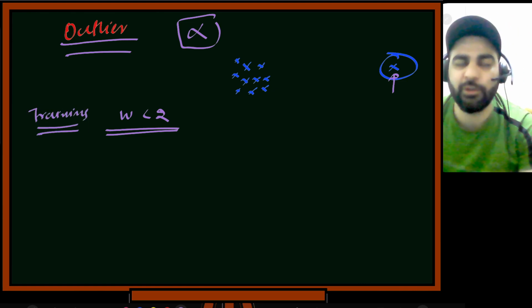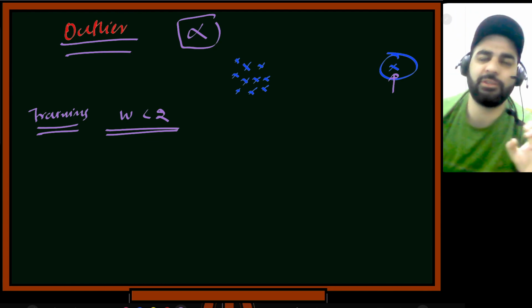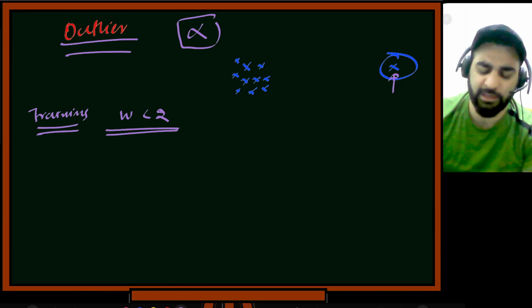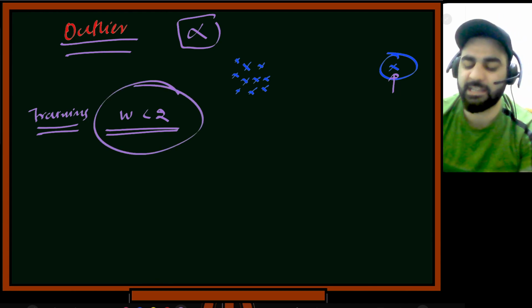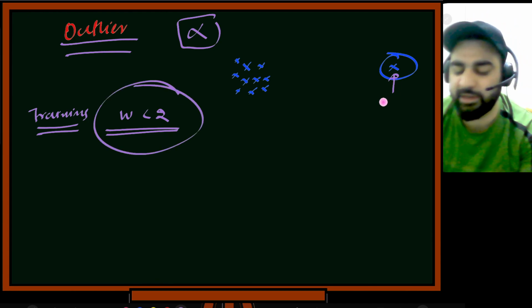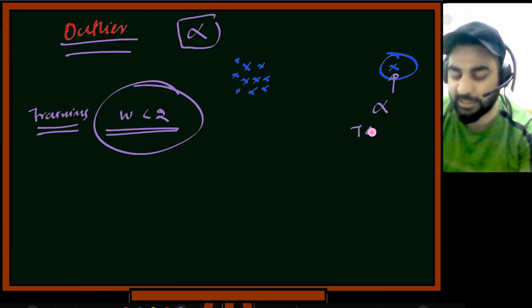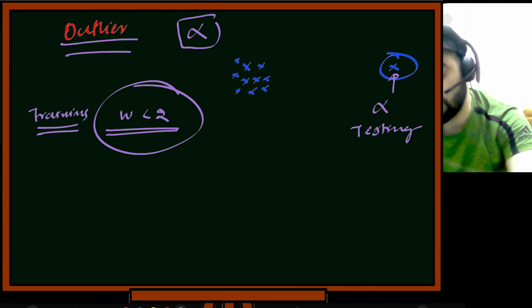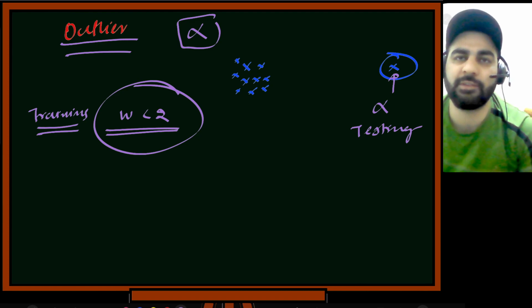So in training, what will you do? In naive Bayes, if there is a word which occurs, let's say, less than 2 or less than 3 times, which is very rare, and rare basically means outlier, you'll just leave it in the training. In testing, if you get a very rare word, you use the smoothing factor. Okay, so this is how you deal with the outliers within this naive Bayes classifier.